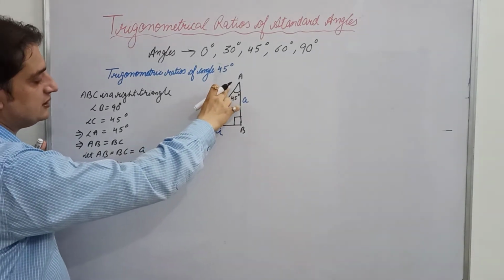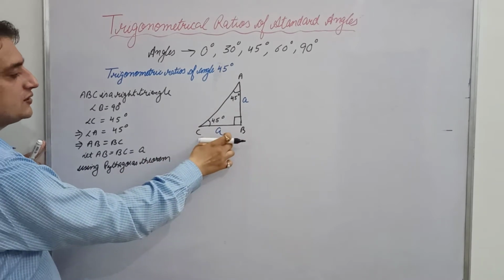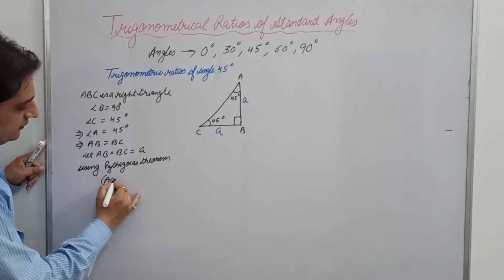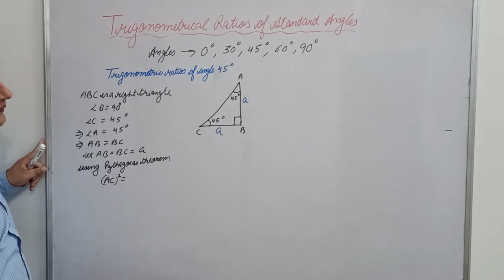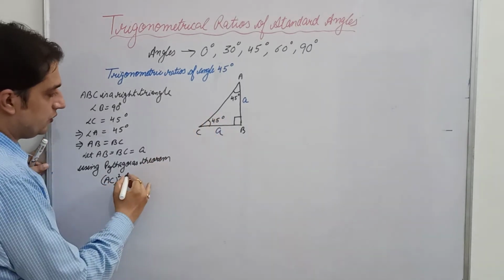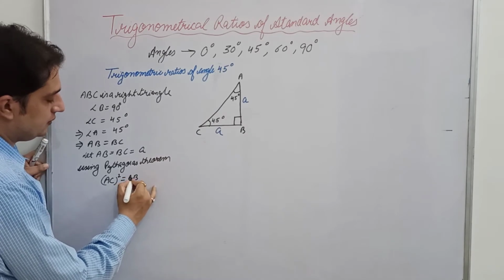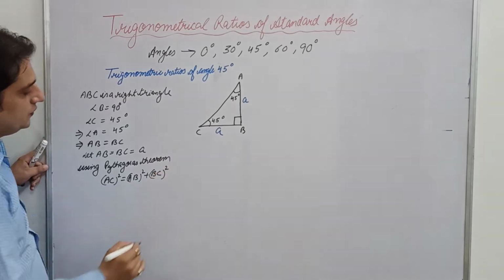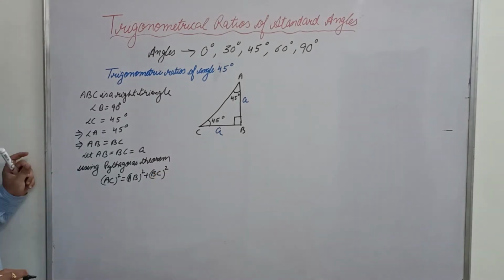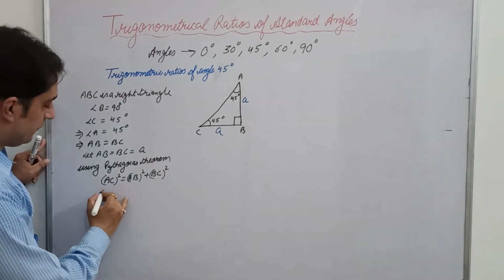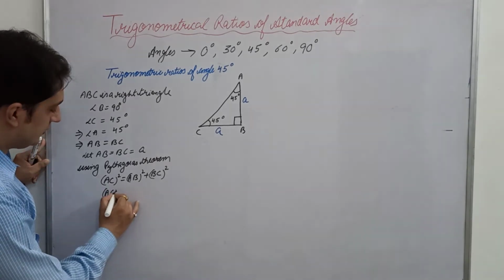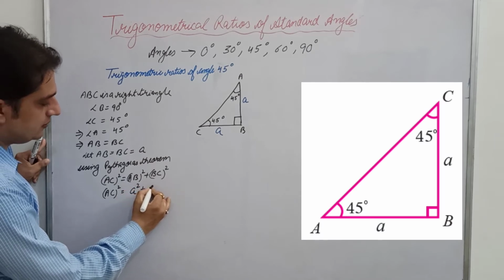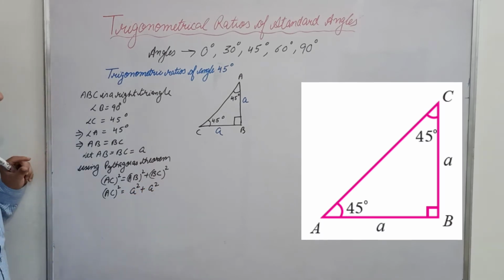The Pythagoras theorem is used to find the remaining side. This remaining side is AC, that's unknown, because these two sides are equal, having length A. So you can find the third side with the help of the Pythagoras theorem, that is AC square equals the sum of the squares of the remaining two sides, AB square plus BC square. So AC square is A square plus A square.